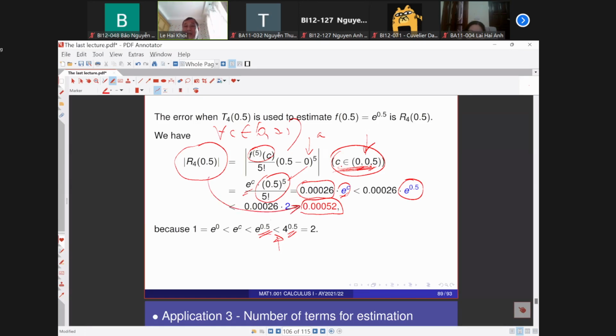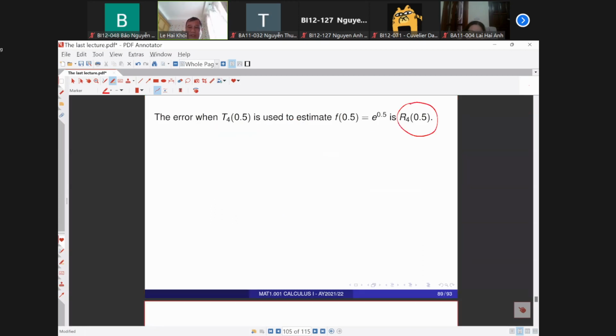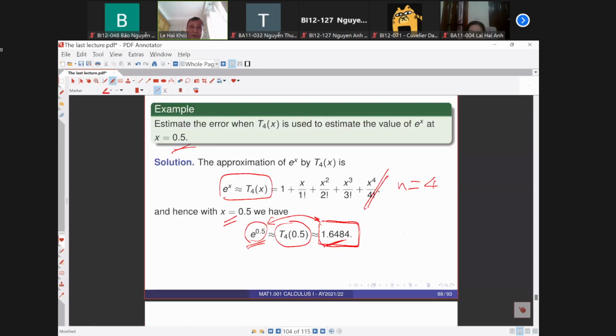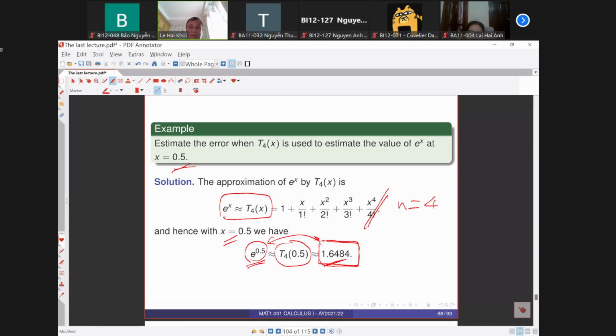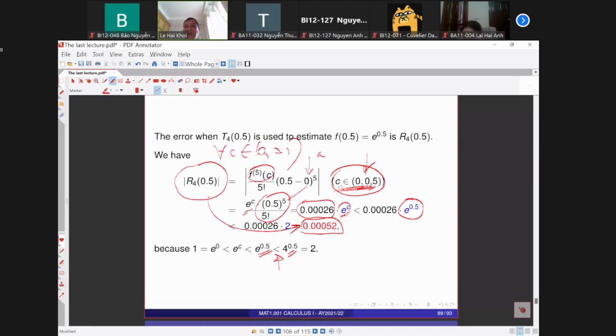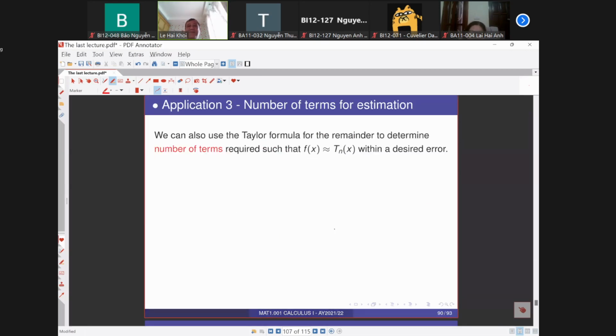So, then the error here. Như vậy là cái sai số khi chúng ta dùng cái xấp xỉ này, e mũ 0,5 mà các em lấy giá trị này thì cái sai số nó bằng từ này. Tốt rồi. Sai số là 52 phần 100.000. Đúng không? 52 phần 100.000. Rất tốt. Okay.